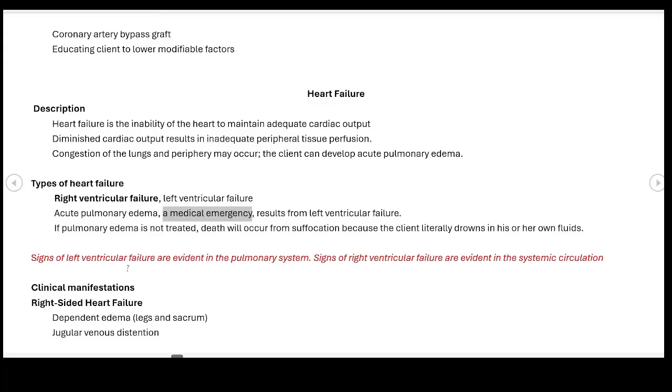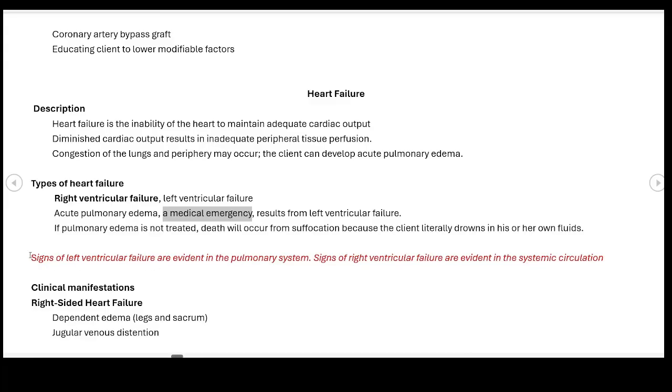Now, signs of left ventricular heart problems. The left ventricle is the one that pumps blood, and when it pumps blood, it goes to all parts of the body. If it fails to pump, then the oxygenated blood that is coming from the lungs cannot be pumped out. And so what happens? The blood will stay in the lungs, and that is what we call pulmonary congestion. When that happens, you're having respiratory problems instead of a systemic problem.